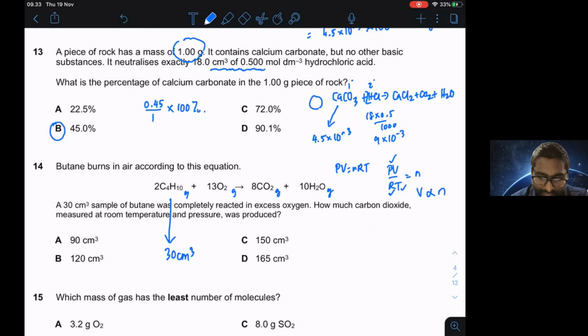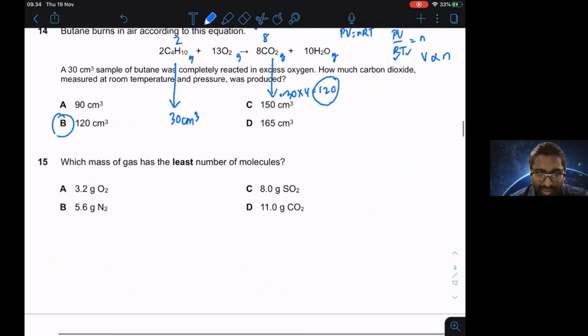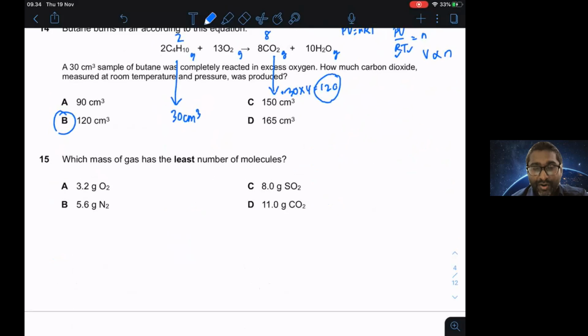You want carbon dioxide. If 2 gives you 30, then this is 8, so the ratio is going to be 4. It means this one should be 4 times greater than 30. So 30 times 4, that's going to be 120. So the answer is going to be B. Very easy. Now, next question: which mass of the gas has the least number of molecules?